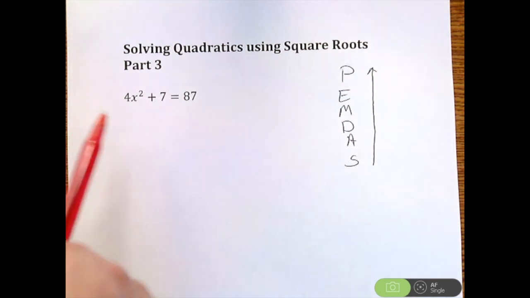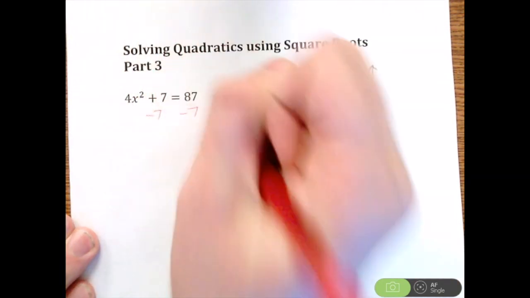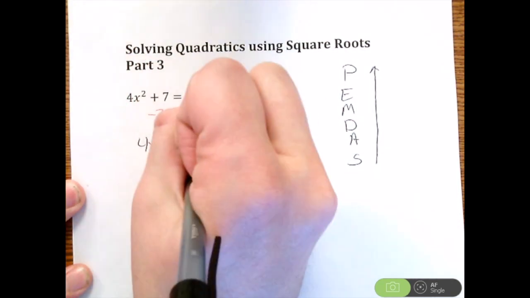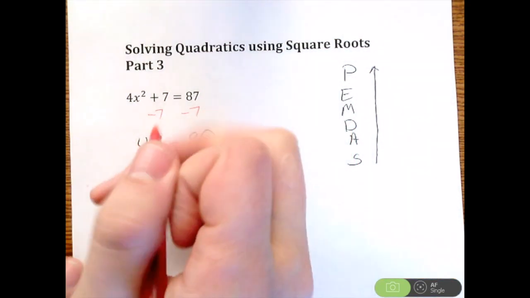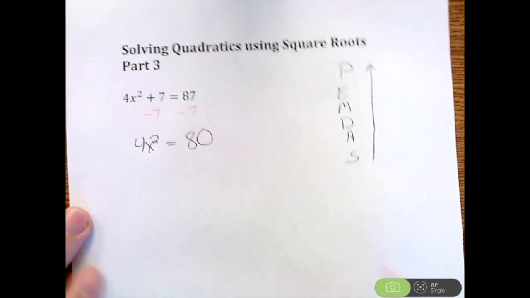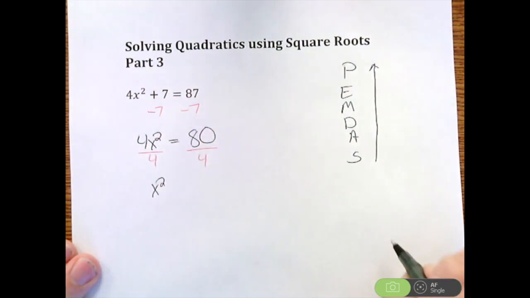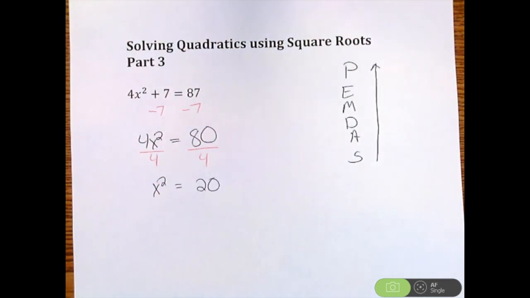So if I'm looking at 4x squared plus 7 equals 87, I'm getting rid of the addition and subtraction first. I'm going to start by subtracting 7 from both sides. Once I do that, I have 4x squared equals 80. After I move the addition and subtraction, I need to get rid of any multiplication and division, which means if I have 4 times x squared, to get rid of that, we're going to divide by 4 on both sides. And that's going to give me x squared equals 20.